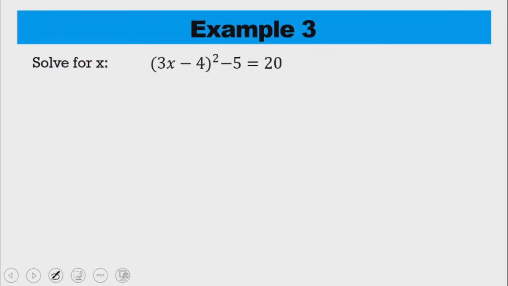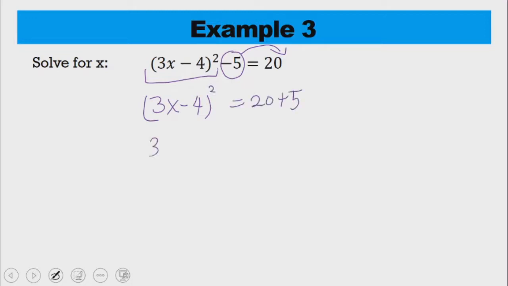In the third example, it's just the same thing. You have to isolate whatever is squared. In this case, we have (3x minus 4) squared, and we are trying to isolate that. The only thing that we have to get rid of is this negative 5. So move it to the other side, and it will become a positive 5. So we are going to have (3x minus 4) squared equals 20 plus 5.